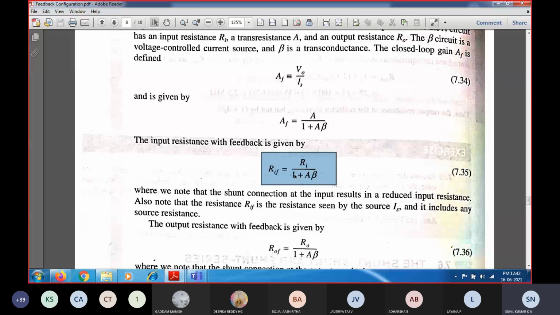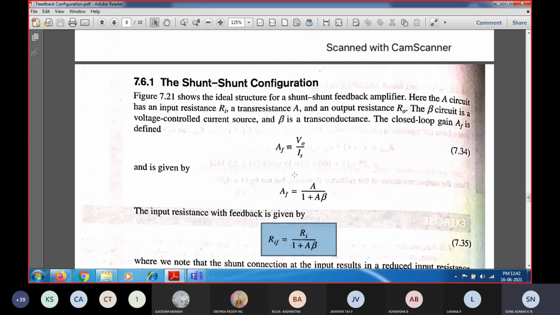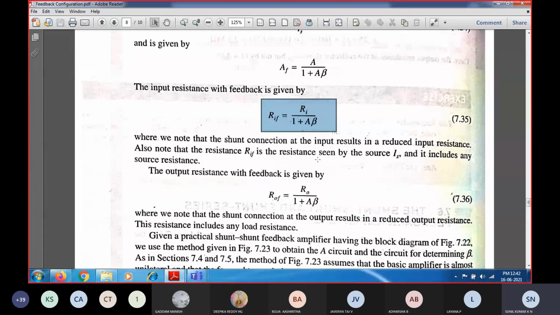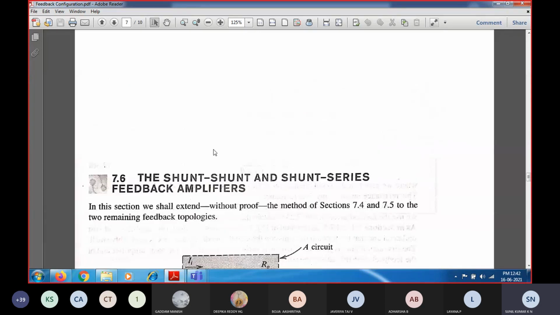Firstly, we have seen the series shunt configuration, and the shunt series configuration was in the previous slide. So the series configuration we have seen. In series and series shunt, you're going to have the input resistance with the value of Ri divided by 1 plus A into beta. R naught of F also you can see by equating the expression.